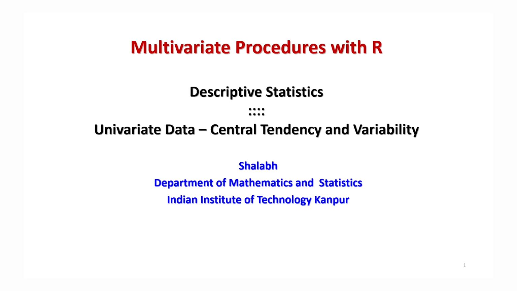And I'm not going into detail, but I want to show you what these things are and how they are computed in the R software so that it will become easier for you to understand the topics in the multivariate procedure. So let us begin this lecture and try to understand this basic concept and its implementation in the R software. Right. So now in this lecture, we are going to talk about the univariate data and we are going to concentrate on the measures of central tendency and variability.